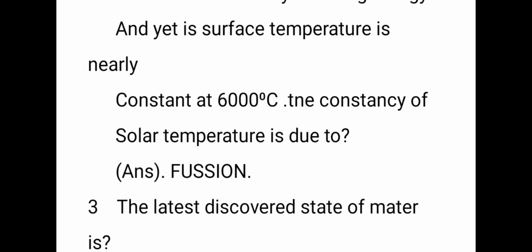The second question: the sun is consistently radiating energy and yet the surface temperature is nearly constant at 6000 degrees centigrade. The constant solar temperature is due to fusion. So what is meant by fusion? The reactions take place in two types. One is the fusion reaction, and another is the fission reaction. The fusion reaction takes place in the sun's core.